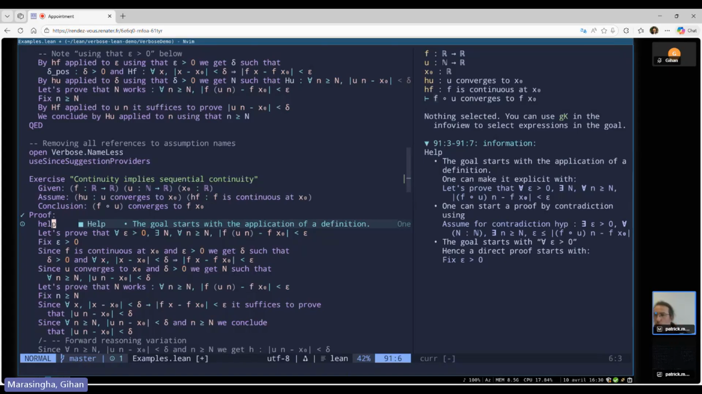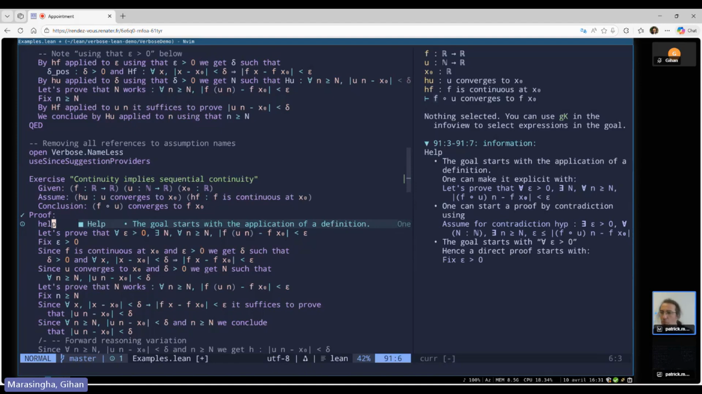So here it has 3 comments and 3 suggestions to make. It says the goal starts with the application of the definition, so you can make it explicit. So it proposes to unfold the definition, and again, this is completely parameterizable by the teacher. You need to opt in to this definition unfolding, because of course you don't want the help tactic to suggest unfolding the definition of real numbers or addition of real numbers or things like that. So the definition of converges to was marked as something that can be unfolded by help.